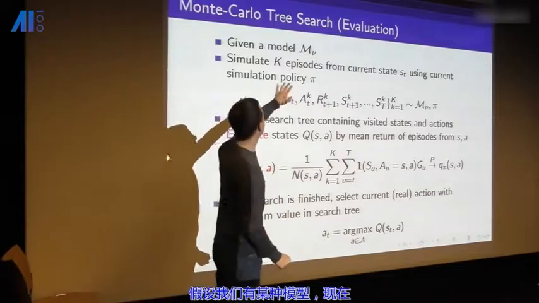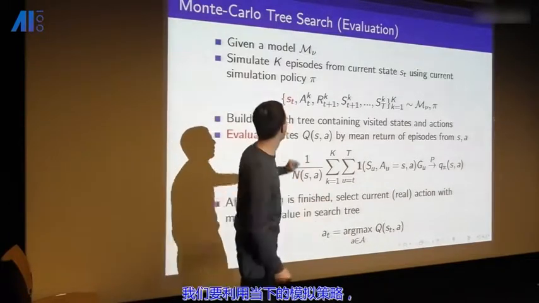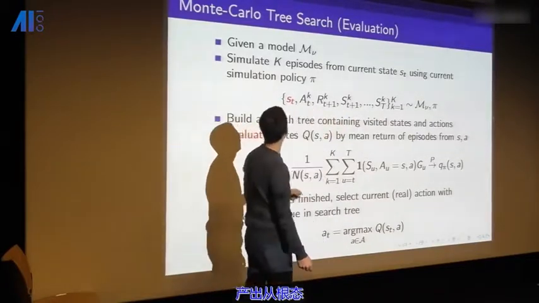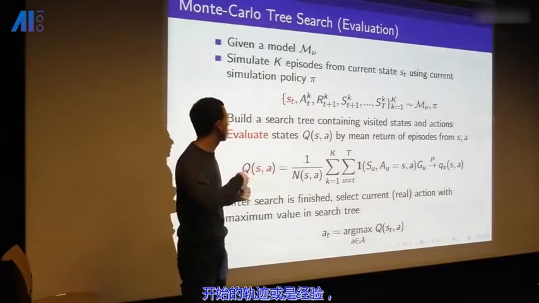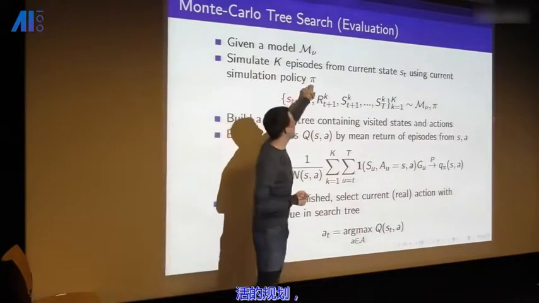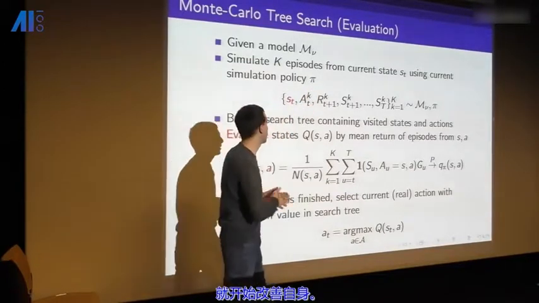So let's assume we have some model. And now, again, what we're going to do is start from the root state. We're going to generate trajectories of experience starting from that root using a current simulation policy. And the difference is that now we're going to view this policy as something which is living. This policy is going to start to improve as we do this.